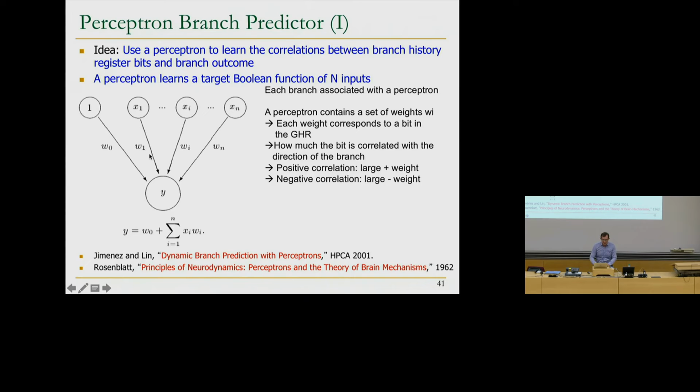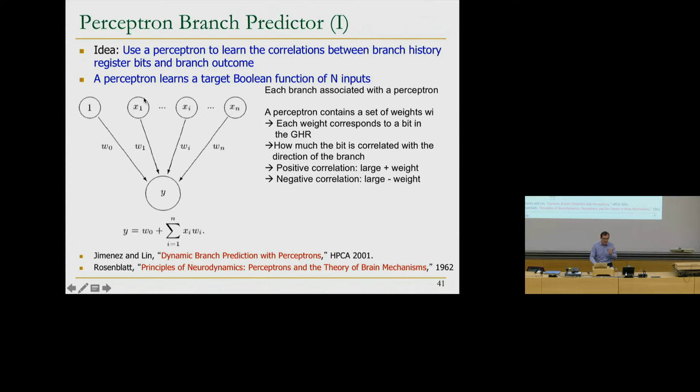So you contain a set of weights. Each weight corresponds to a bit in the global history register and tells you how much that bit is correlated with the direction of the branch. If this has a positive correlation, so for example, if this branch that you're predicting is taken, and this bit is also taken, and it also has a very positive correlation, then this means that you have a large positive weight. Or another way of thinking about this, if this bit is very highly correlated with the outcome of the branch, positively correlated, this weight will be very positive.